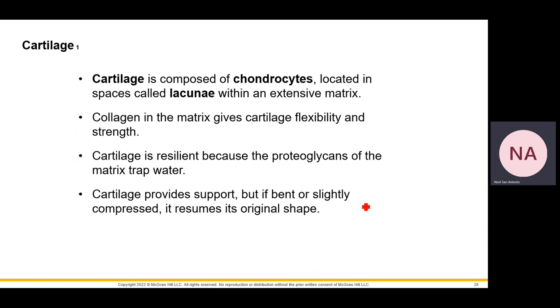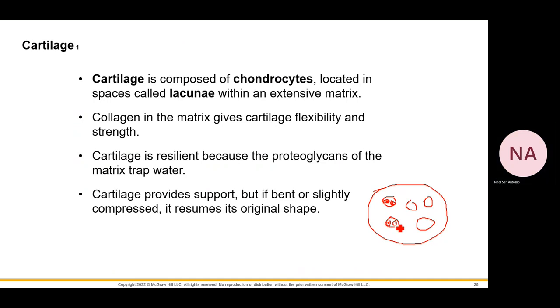Okay? So, for example, this is the field of the microscope. When you look at the cartilage under the microscope, you will find small spaces scattered within the matrix. And these small spaces are called lacunae. And inside those lacunae are the chondrocytes. There, inside are the chondrocytes. There is their nucleus. So they are located inside. Okay? That is how cartilage looks.